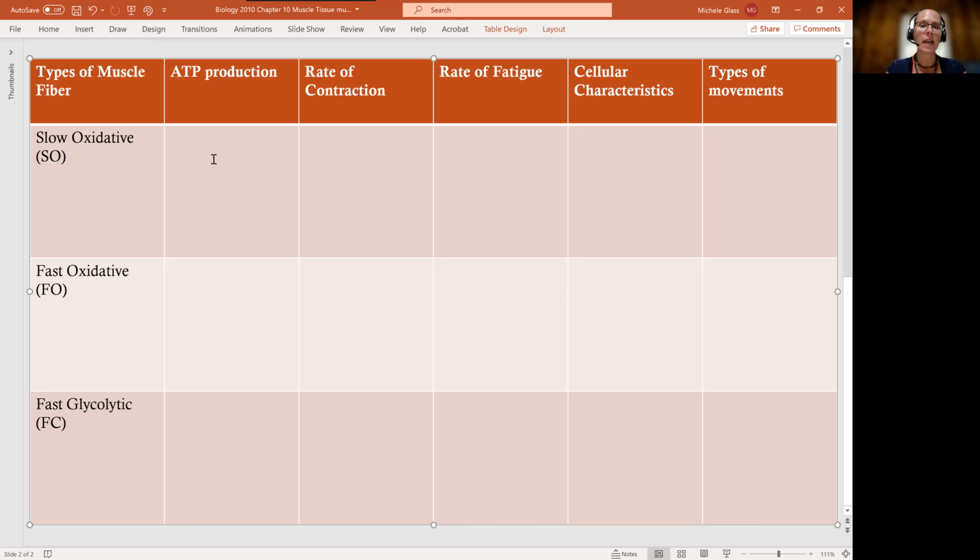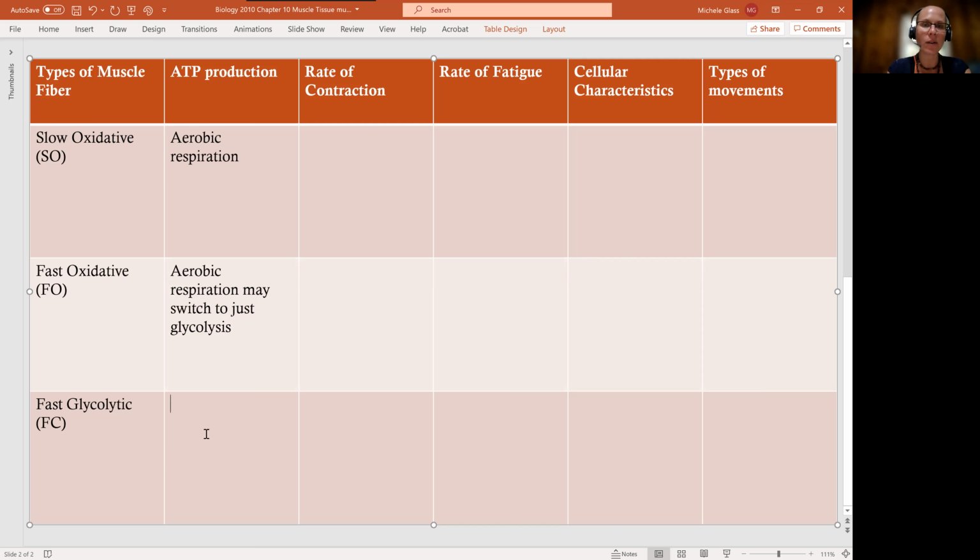Let's start by looking at ATP production for each. So in the case of our slow oxidative, we're going to do aerobic respiration. In the case of our fast oxidative, we're going to do aerobic respiration, and then it may switch to just glycolysis. So oxidative is talking about the reactions that are taking place in the mitochondria during aerobic respiration. So that's why slow oxidative is termed that way, and that's why fast oxidative is termed that way.